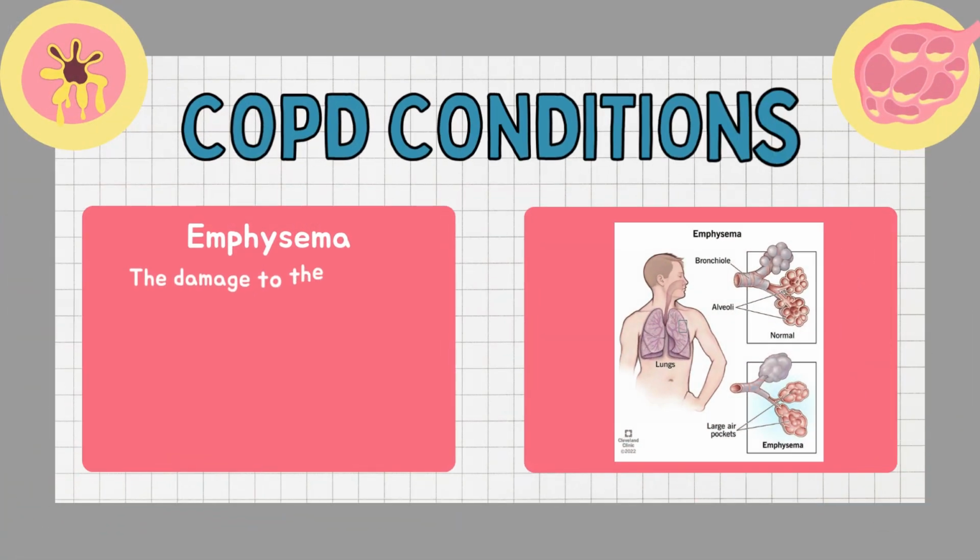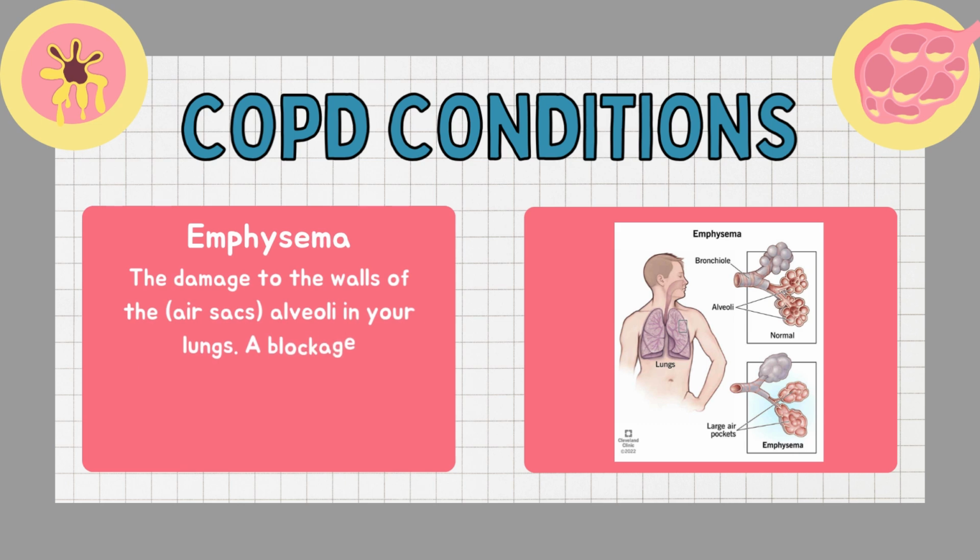Emphysema is a lung disease that results from damage to the walls of the alveoli in your lungs. A blockage, that is, obstruction, may develop which traps air inside your lungs. If you have too much air trapped in your lungs, your chest may appear fuller, or have a barrel chest appearance. With fewer alveoli, less oxygen moves into your bloodstream.